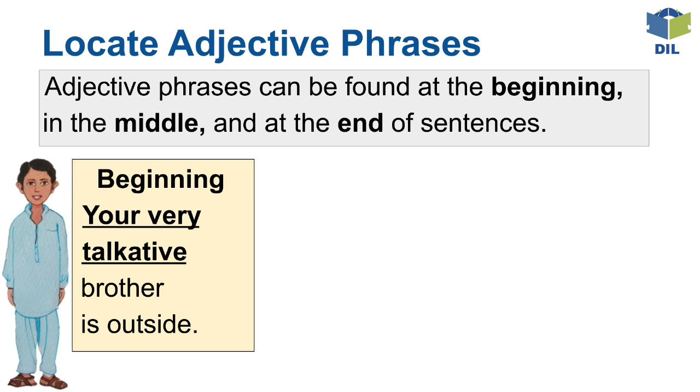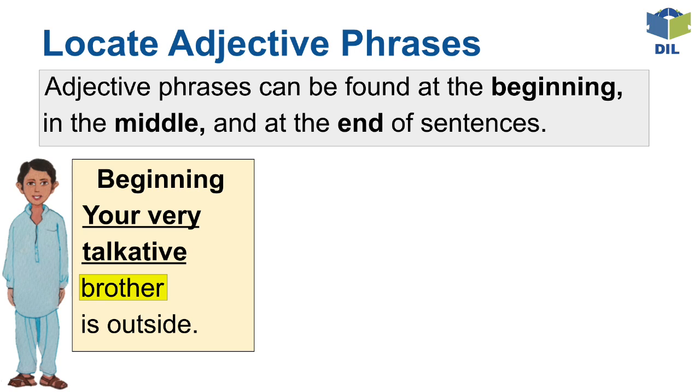We notice that this is at the beginning of the sentence. It comes before the noun brother. It is also an example of an adjective of quality. It asks what kind of brother is outside. In this case, your very talkative brother is outside.